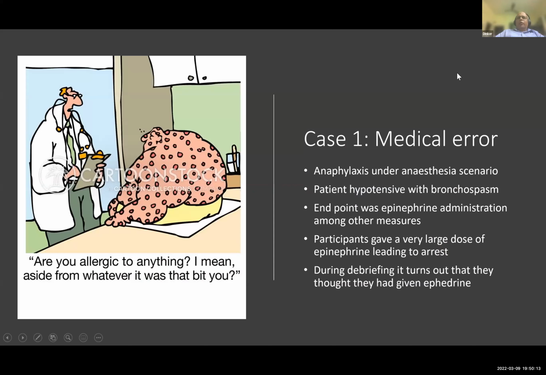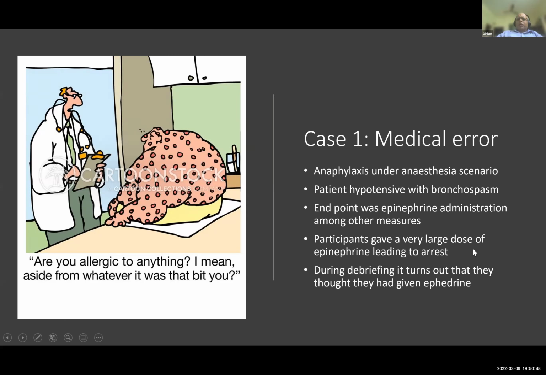So from here, I will go on to the various cases. As I said, these are real cases. When I say real, I mean in the simulated environment, but cases that can very well occur even in real life. So the first one was a scenario that was planned as anaphylaxis under general anesthesia. After the general anesthesia, I think an antibiotic was given on induction, and then the patient became hypotensive and developed bronchospasm. For the participants, the end point of the scenario was epinephrine administration as per the local protocol in that institution, among the other measures they were supposed to take.